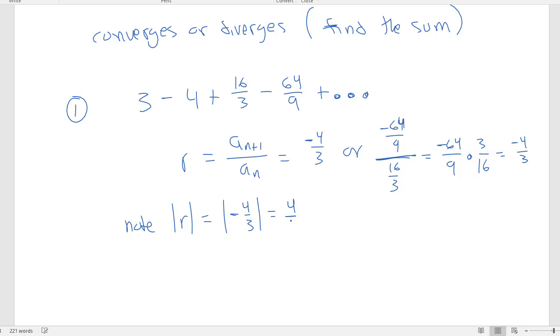That's positive 4/3, and that's greater than 1. So this series is divergent. I'm just going to come down here and say that it diverges. There's no way that we're going to waste our time to find the sum of that series because it doesn't even converge. The sum would just grow and grow and grow without bound. It's never going to be finite.